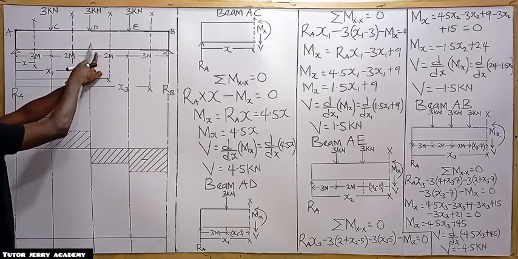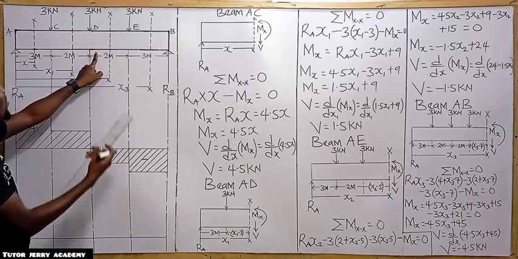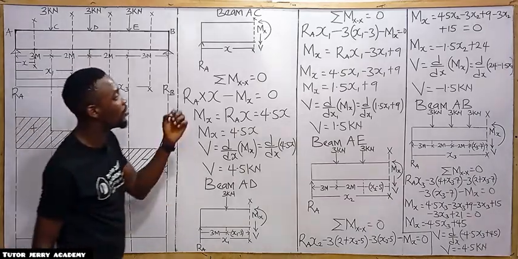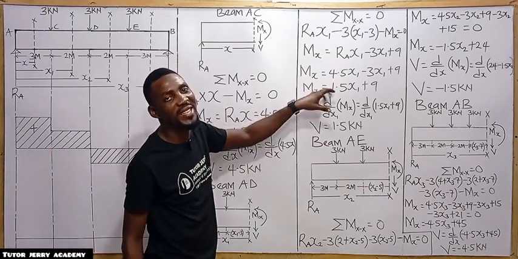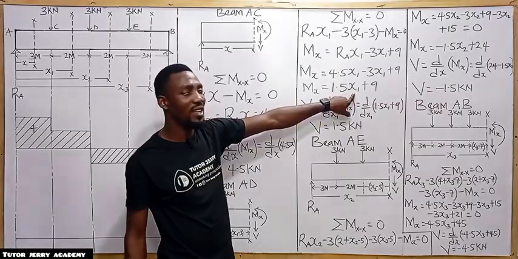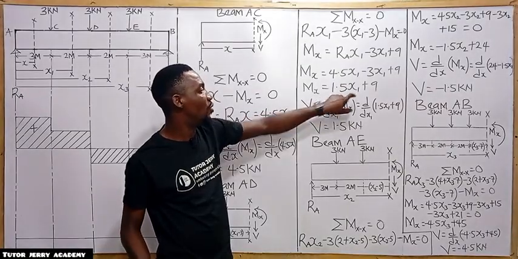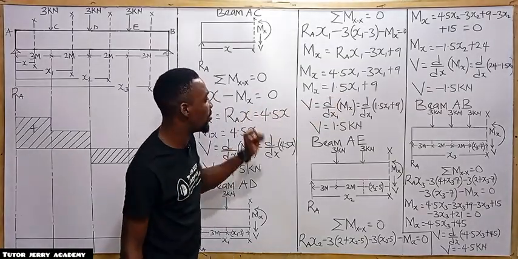From this point to this point is 5. So it shows that the value of our S is going to be 5. Then you are going to substitute 5 in the bending moment equation that we have here. And by the time you do that, you will get your value. Exactly. So let's do that now.